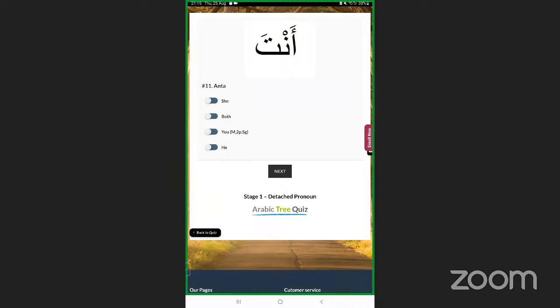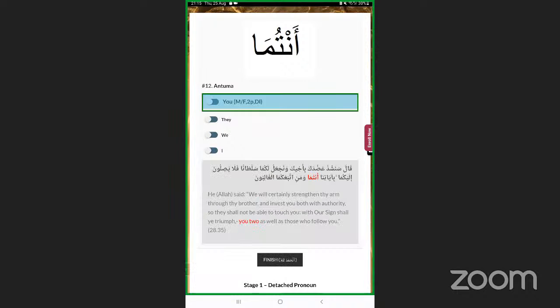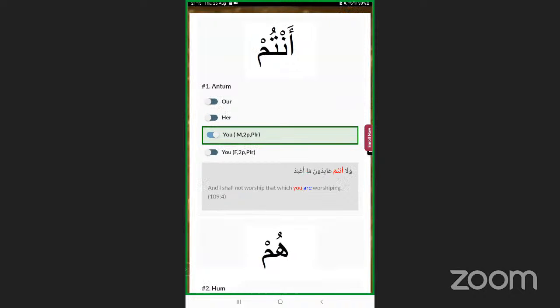Anta. But to understand Quran, you have to see whether this is related to a man or a woman. Male. It's related to a man. Anta. Antuma. The "an" in the beginning is telling me that this pronoun is related to second person. The alif in the end is telling me that it is related to two. So what will this be? You both, male and female. Yes, antuma. MashaAllah.